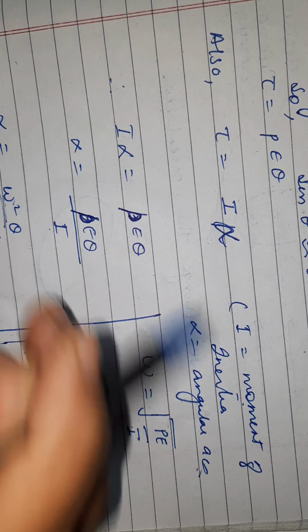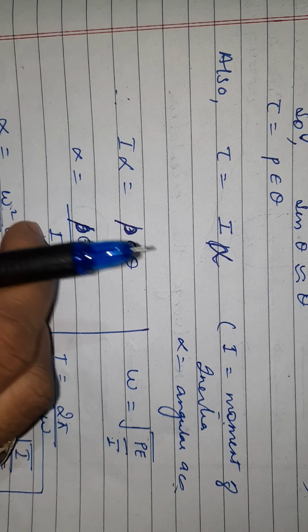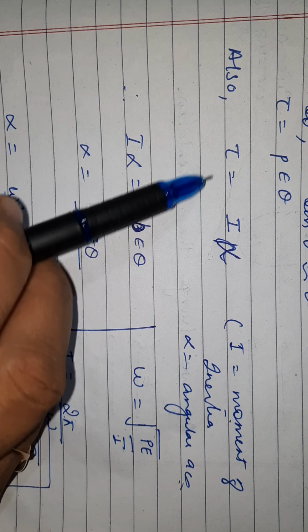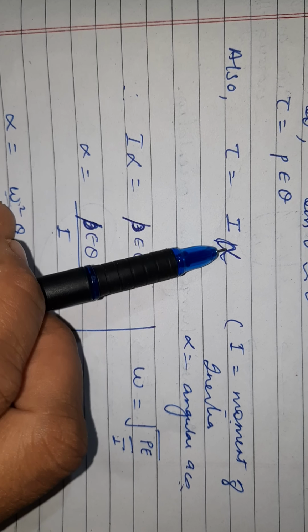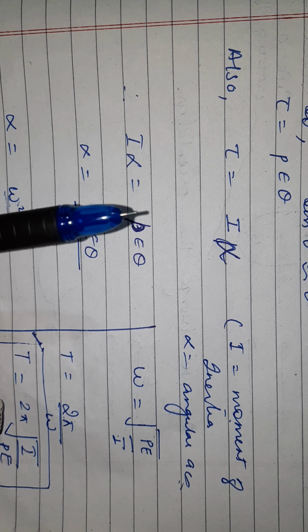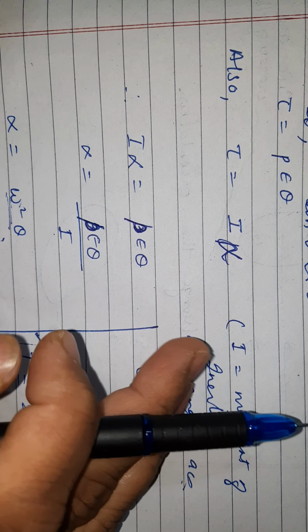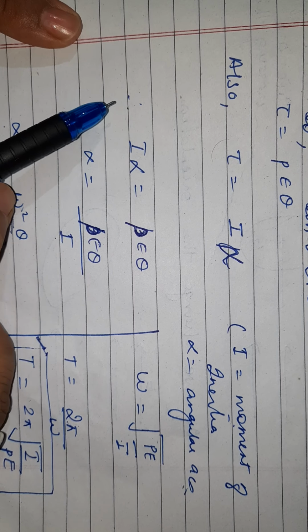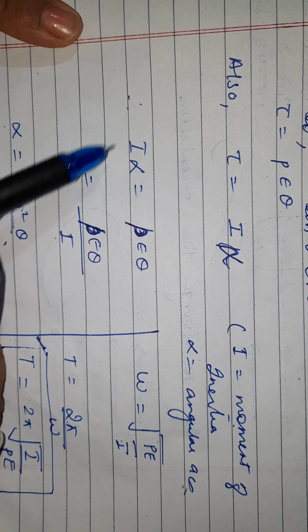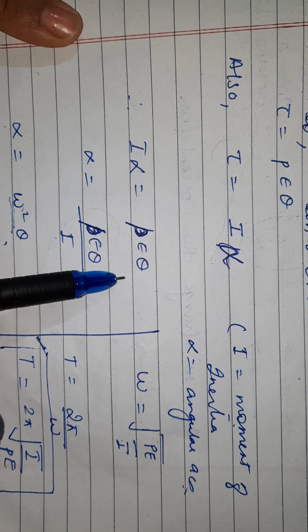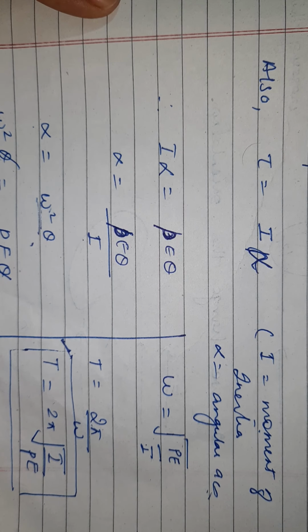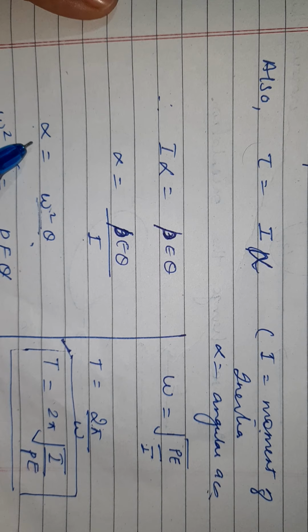Also in class 11th you would have seen torque is the product of moment of inertia and angular acceleration. So here you can see torque is equal to I alpha. I is moment of inertia and alpha is the angular acceleration. So we'll put the value of tau from here. So tau is equal to I alpha is equal to PE theta. Now alpha is equal to PE theta upon I. Also we know that angular acceleration is equal to omega square theta.